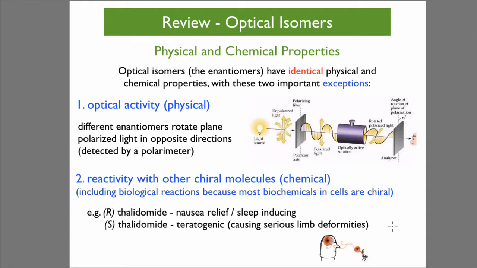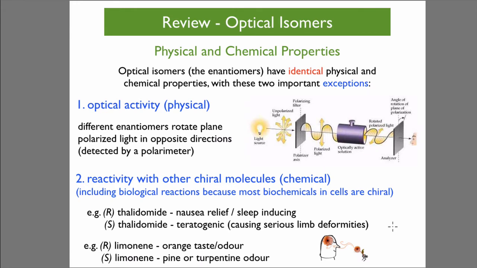So, for example, R-thalidomide relieves nausea and induces sleep. S-thalidomide is teratogenic. It causes serious limb deformations. So, different enantiomers react with other chiral molecules differently. Another example would be limonene. R-limonene has an orange taste or odor, and S-limonene smells of turpentine.